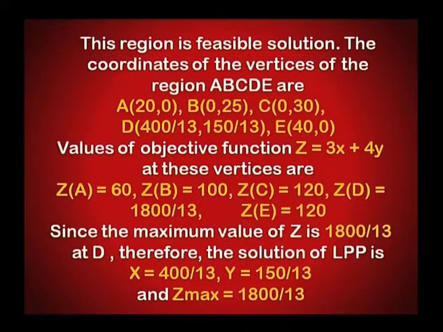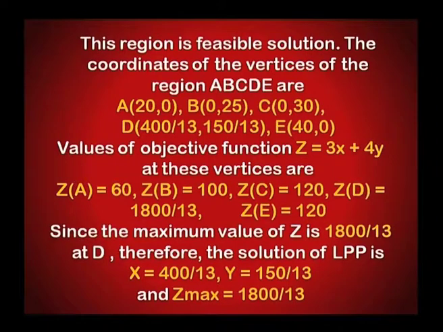This region is the feasible solution. The coordinates of the vertices of the region A, B, C, D, E are A (20, 0), B (0, 25), C (0, 30), D (400/13, 150/13), E (40, 0). The value of the objective function z equal to 3x plus 4y at these vertices are: z at A is 60, z at B is 100, z at C is 120, z at D is 1800/13, z at E is 120.